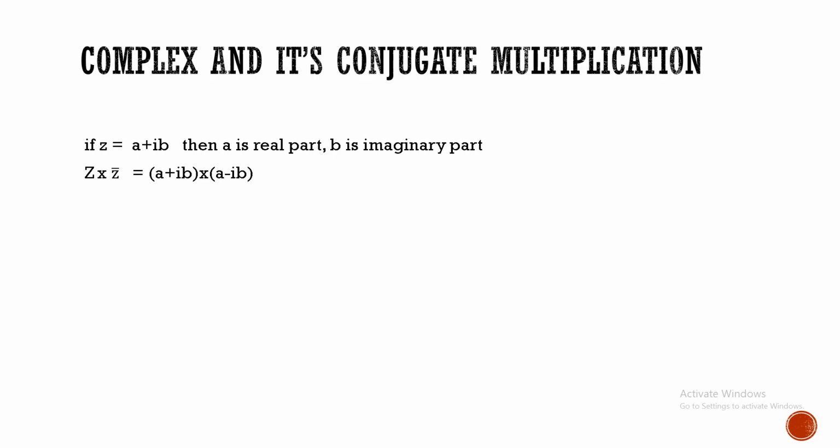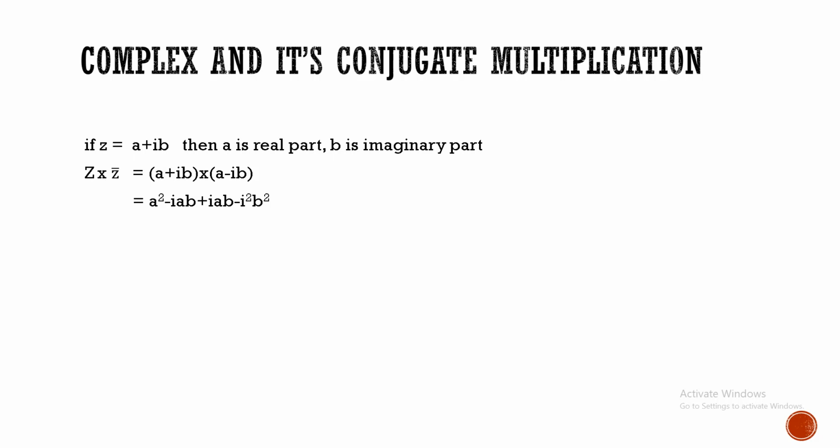Now let us do one more thing. We are going to multiply a complex number with its conjugate, right? Now if Z is equal to a plus ib, then you know very well a is the real part and b is its imaginary part. Now what we are going to do is multiply a complex number with its conjugate, that is Z into Z bar. Z is equal to a plus ib and its conjugate is a minus ib.